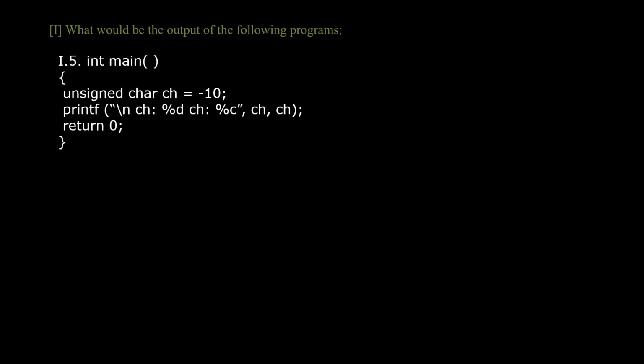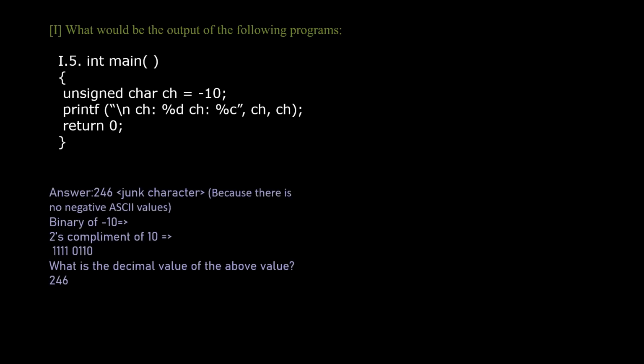Let's go to the fifth question. Unsigned char ch = -10. Unsigned char ranges from 0 to 255, so -10 is not possible. So what it does is write the binary value of -10, which is the 1's complement of 10 plus 1, and it takes the least 8 significant bits and converts them to a decimal value, and that gets printed in ch.